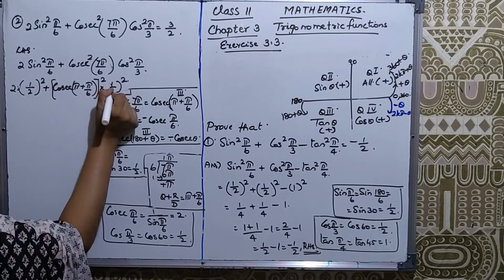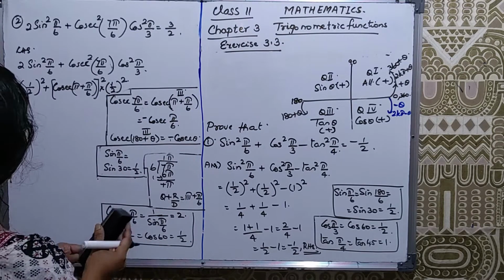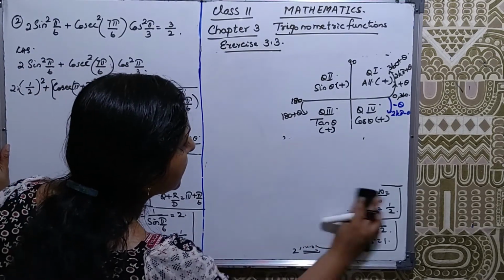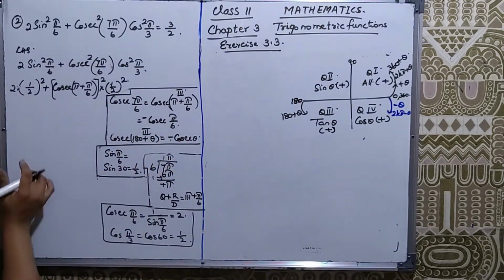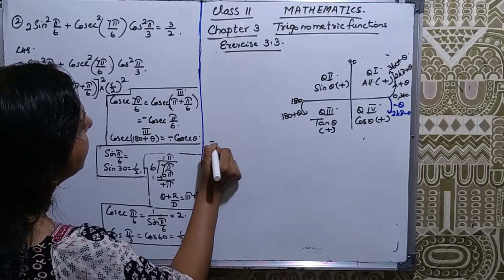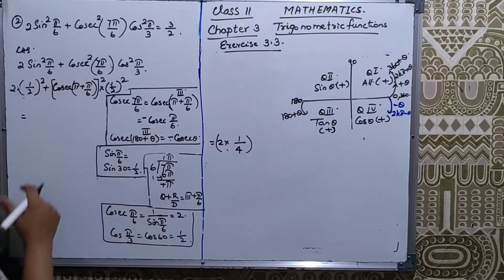It will be 1 by 2 the whole square. We'll continue the remaining on the next side. So now it will be equal to 2 into 1 by 4. 1 by 2 the whole square is 1 by 4.